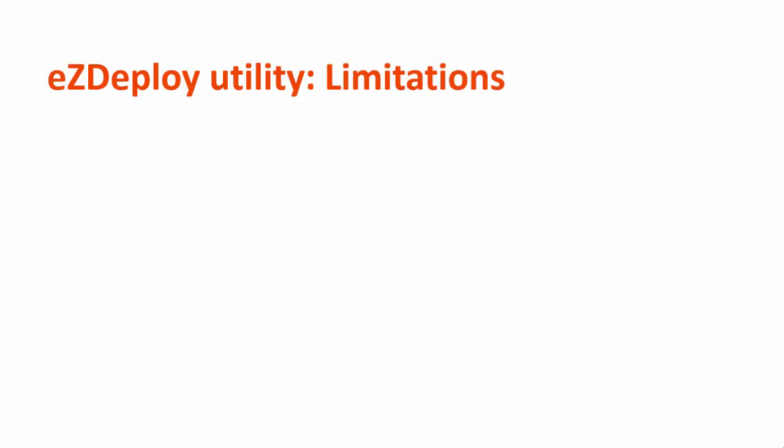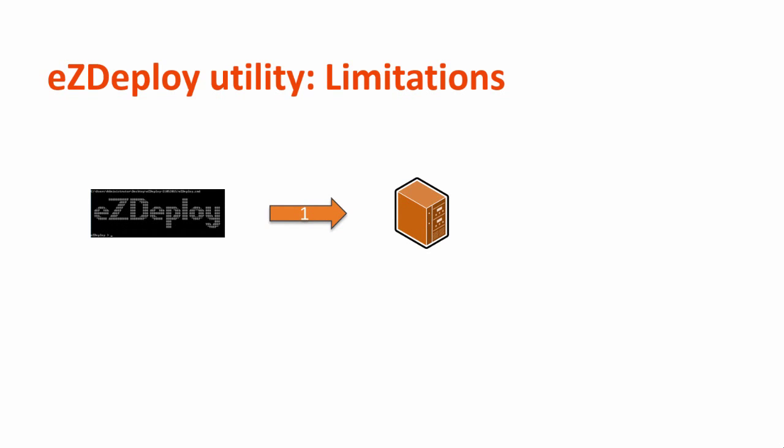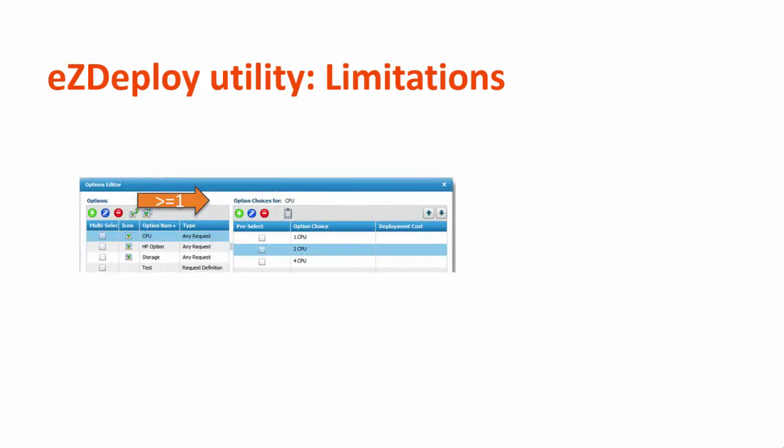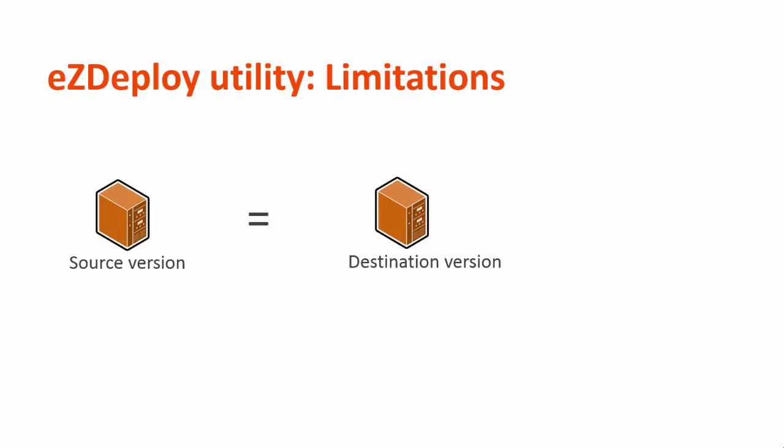Let us make a note of some of the limitations of the EasyDeploy utility. Only a single session of EasyDeploy can be active from a single server. The option that you included in the exported service must have at least one option choice. The source and the target BMC Cloud Lifecycle Management environment versions for importing an EasyDeploy package must be the same. Note that EasyDeploy packages exported from earlier versions of BMC Cloud Lifecycle Management cannot be imported in the later versions of BMC Cloud Lifecycle Management.